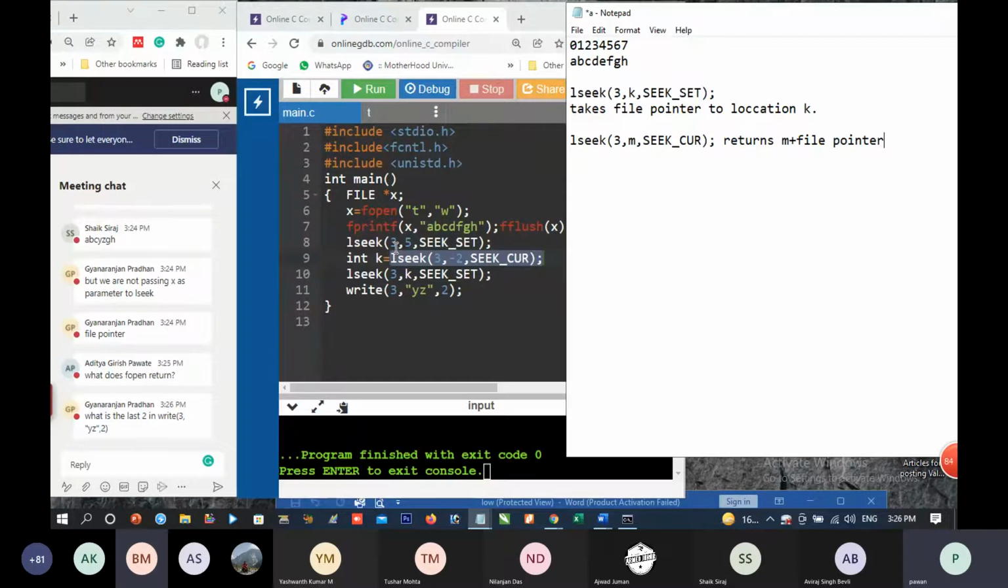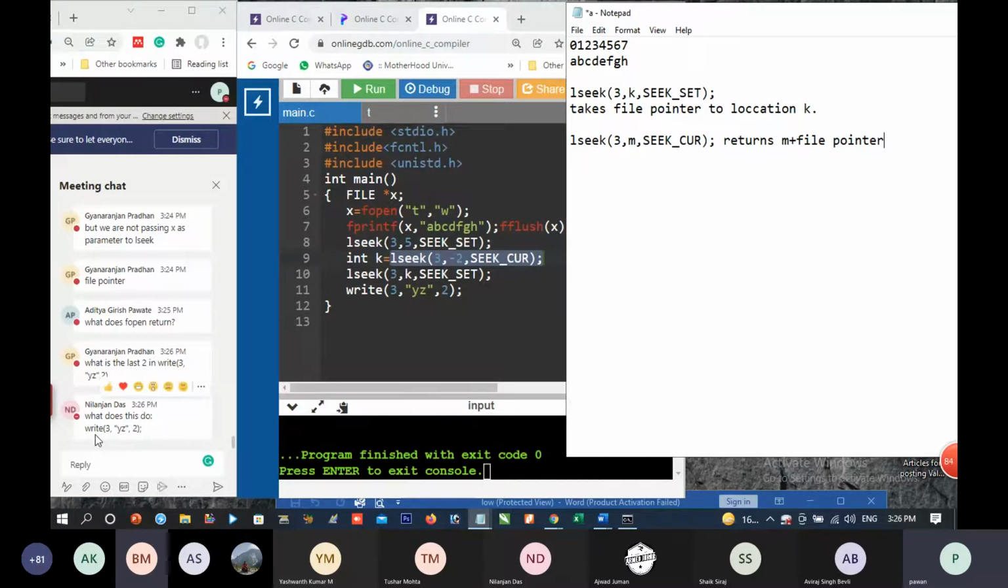Last 2 is the number of the letters. In place of 2, if we write 1, then only y will be written. What is last 2? Last 2 is the number of the letters written. In place of 2, if we write 1, then what will happen? Only y will be written. This will write in the file yz at the location of file pointer.